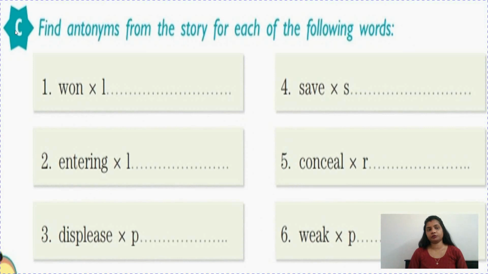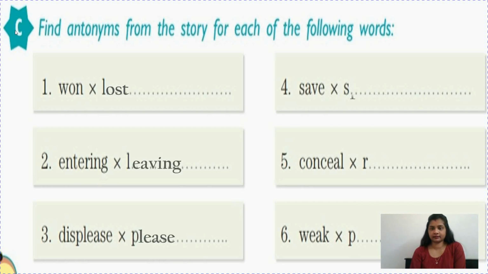Now children, you have to find antonyms from the story for each of the following words. What is the meaning of antonyms? The opposite words. So first one is won. What is the opposite of won? We have children, you have to find from the story. So lost. We have read that Pandavas lost the game of dice. So lost is the correct answer. So the opposite of entering is leaving.